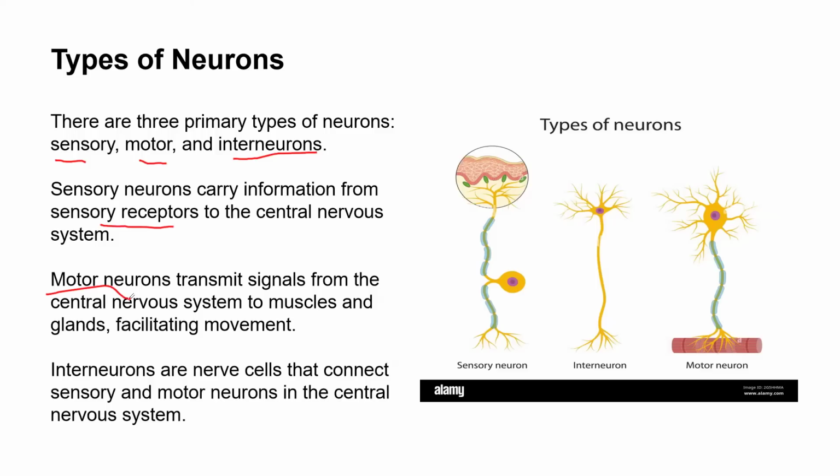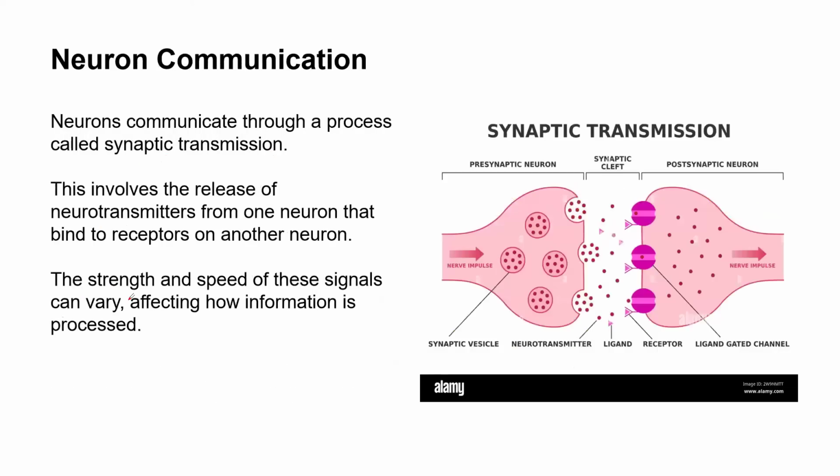Then we have interneurons, or relay neurons. This is the type of neuron that connects both the sensory and motor neurons in the central nervous system. So the connecting point between sensory neurons and motor neurons is the interneurons.